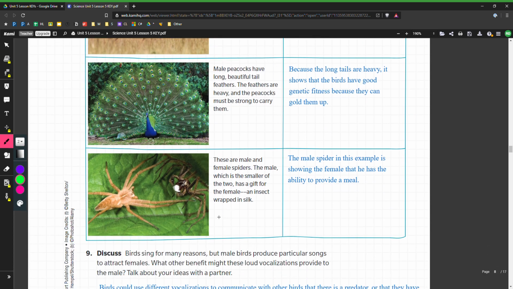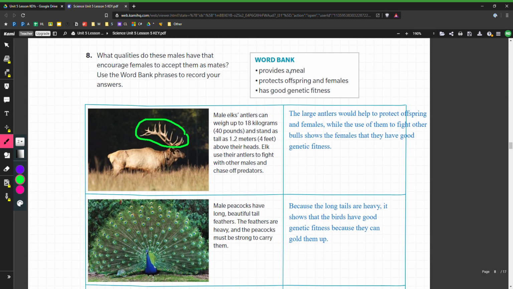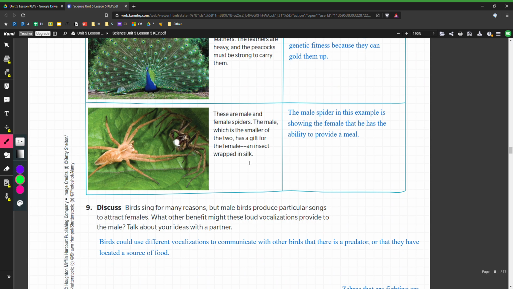This spider is presenting a female with an insect that's wrapped in silk. So this spider is demonstrating that it can provide a meal.